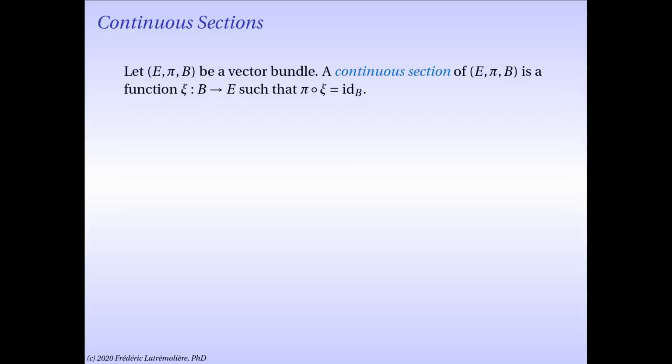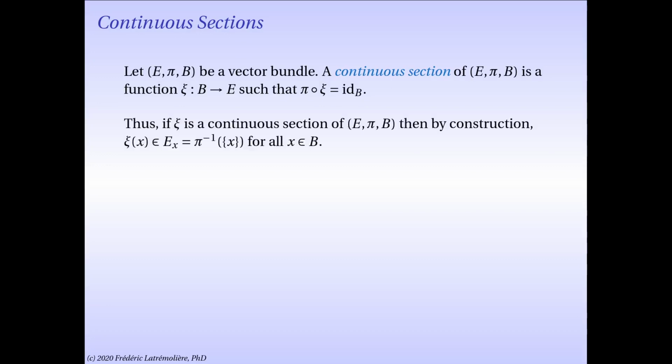A continuous section of a vector bundle (E, π, B) over a compact Hausdorff space B is a continuous function ψ from B to E, such that π composed with ψ is the identity of B. In other words, ψ is a continuous function from B to E, such that ψ(x) is an element of the fiber E_x.